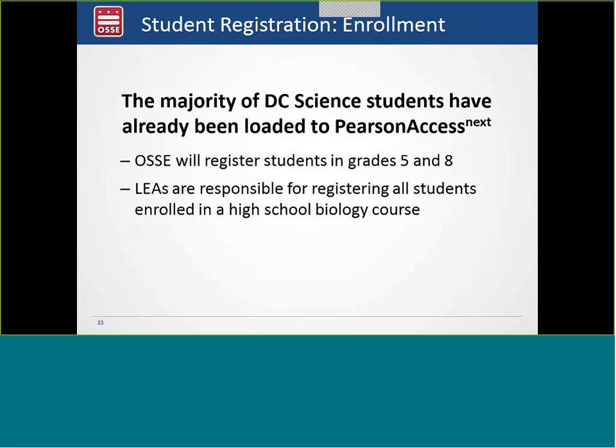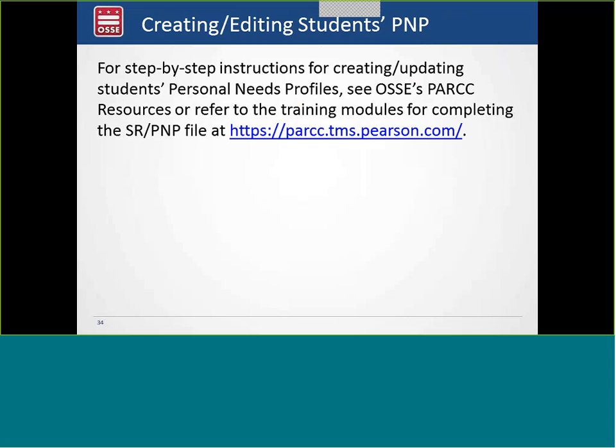The majority of DC Science students have already been loaded to PearsonAccessnext. OSSE is registering students in grades 5 and 8, and LEAs are responsible for registering all students enrolled in a high school biology course. For step-by-step instructions for creating and updating a student's personal needs profile, please see OSSE's PARCC resources or refer to the training modules for completing the SR-PNP file at the link listed there. And again, the link is in the slide deck.